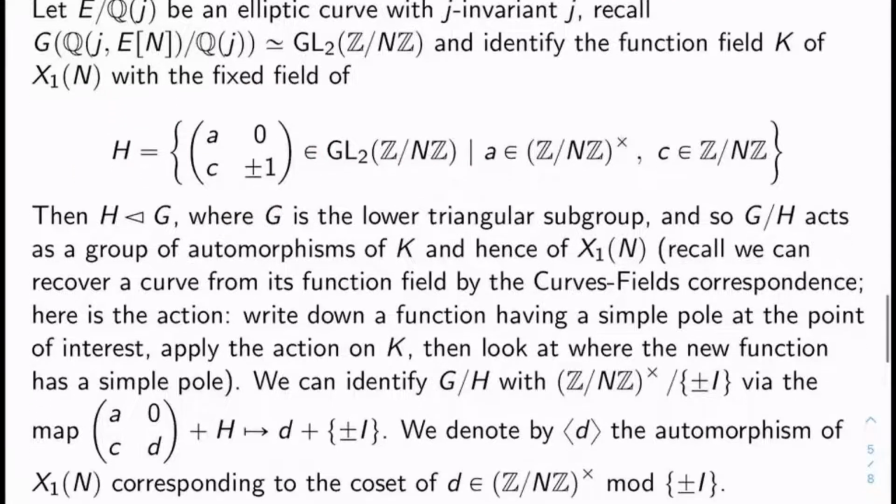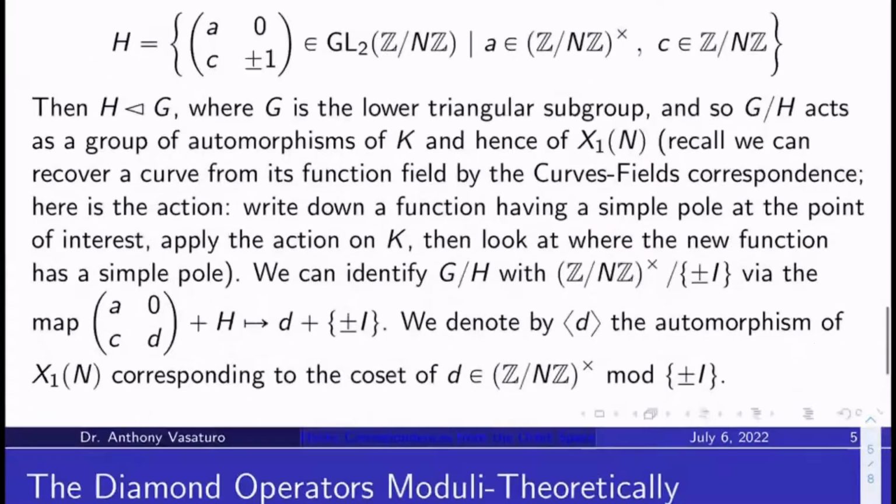Now you can check pretty easily that H is normal in G, where G is the lower triangular subgroup. Well, that means G mod H acts as a group of automorphisms of K by Galois theory. But if it's a group of automorphisms of K, then it must be a group of automorphisms of X sub 1 of N. Now, why is that? This took me a minute to understand.